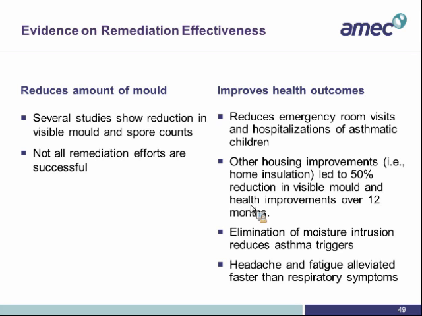So we've seen a reduction in emergency room visits and hospitalizations of asthmatic children. Other housing improvements in one study showed that home insulation led to a 50% reduction in visible mold and health improvements over 12 months. And we found studies that indicate that elimination of moisture intrusion really does reduce those asthma triggers.